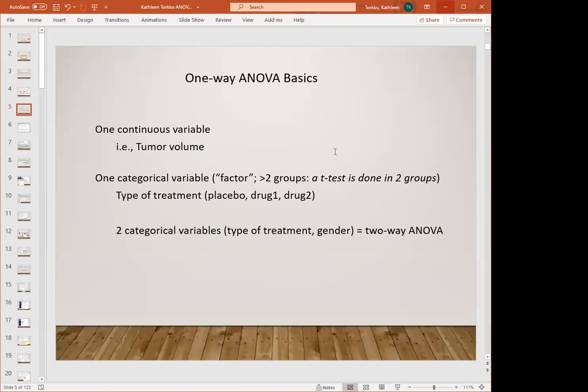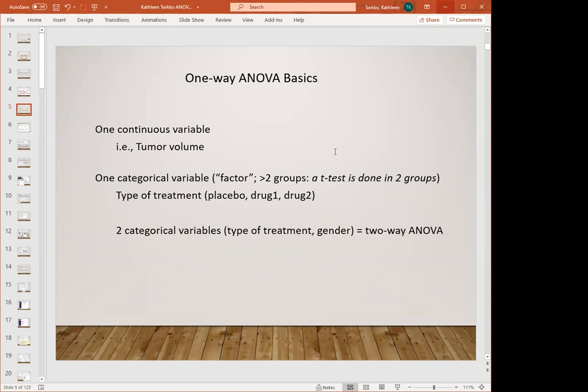So the basics of the ANOVA: if you're starting out with your data, you're going to have one continuous variable, say like tumor volume, and one categorical variable that has at least 3 levels, 3 or more. If you have only 2, say you're just looking at placebo and drug 1, then you would do a t-test. But if you have placebo and 2 drugs, drug 1 and drug 2, and you want to measure how tumor volume differs between those groups, then you would do a one-way ANOVA.